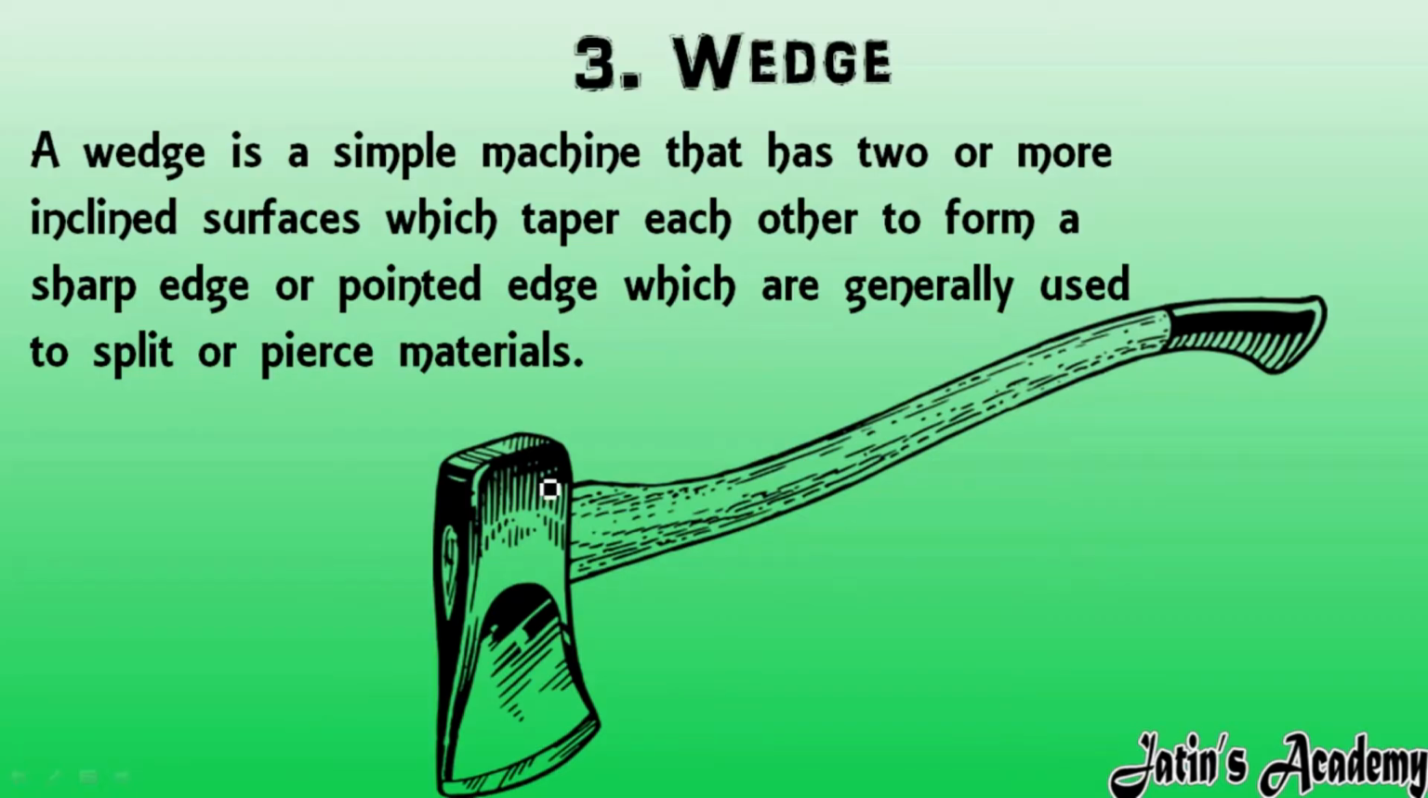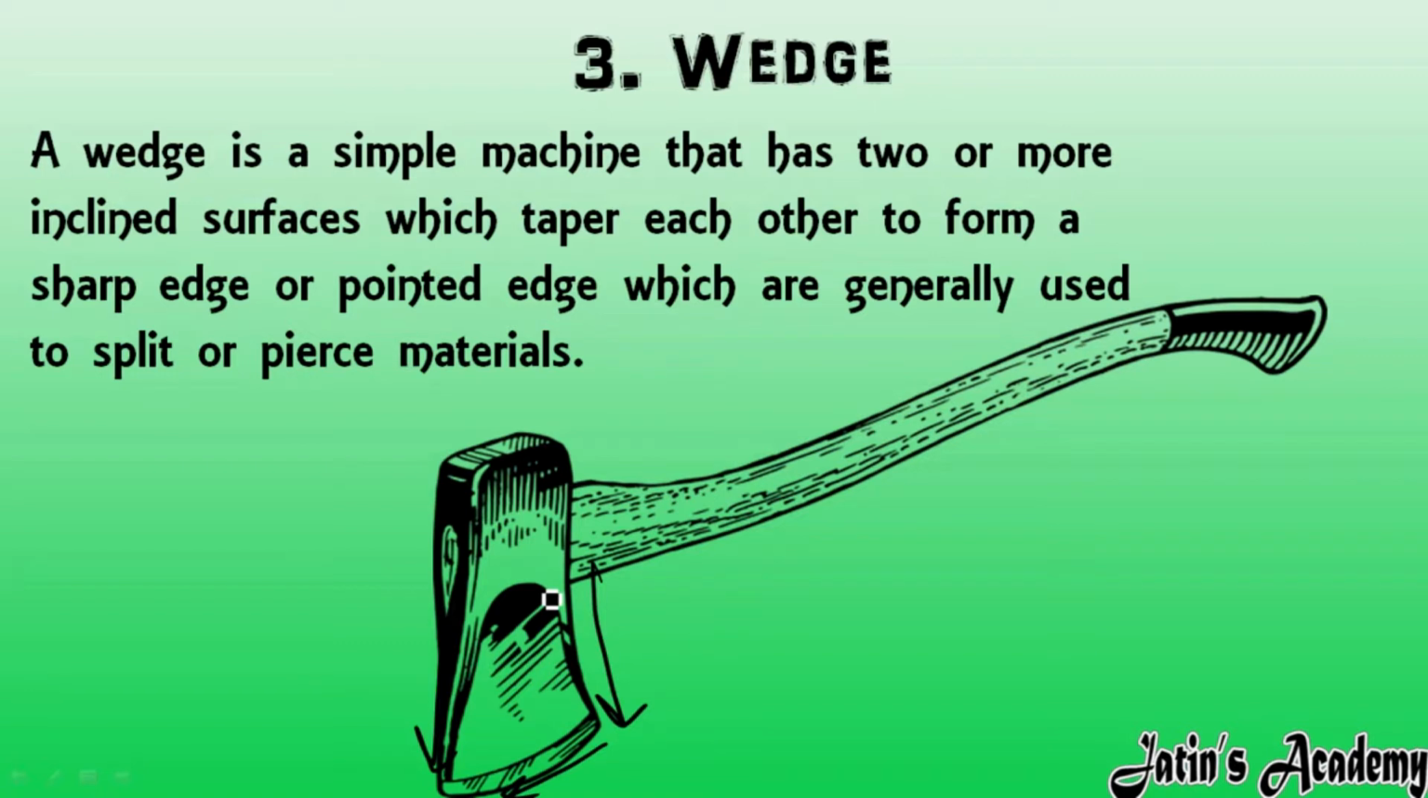Next kind of simple machine, we are having a wedge. A wedge is also a simple machine in which two or more inclined planes are there. How many inclined planes are there? See carefully. Here, one inclined plane is there. Second, this inclined plane is there, and this is also acting like an inclined plane.